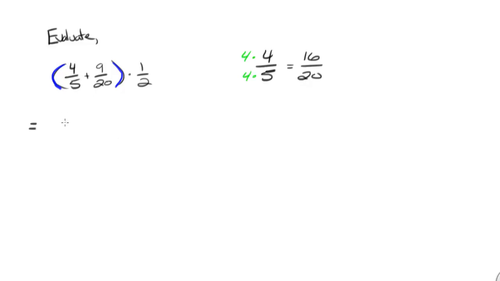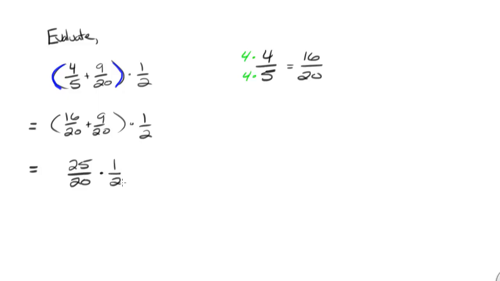So that's the first move here, to write 4/5 as 16 20ths plus the 9 20ths, and still have this multiplied by 1/2 on the outside. Then I'm going to add those two fractions together on the inside. I add them by adding the numerators once they have the same denominator. 16 plus 9 is 25. So that's 25 20ths.